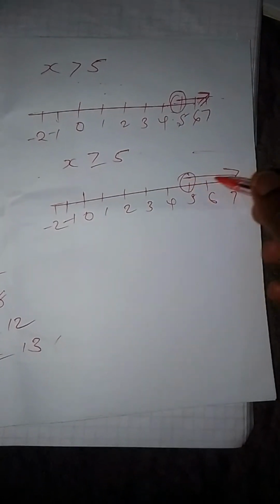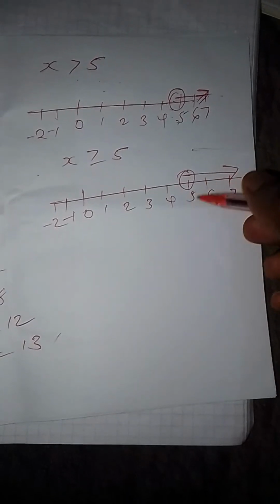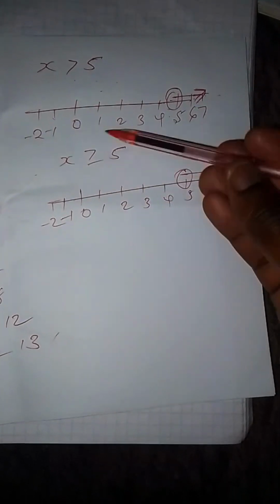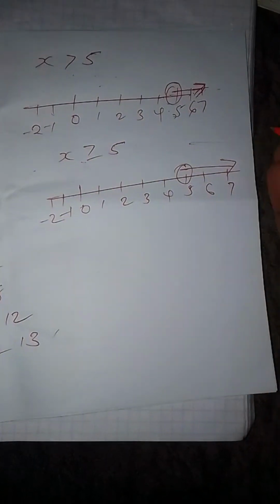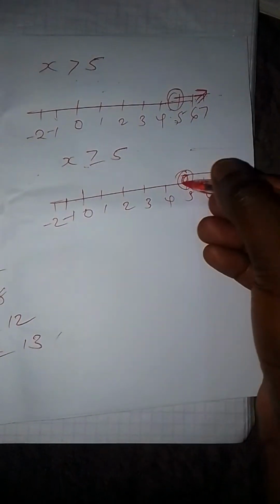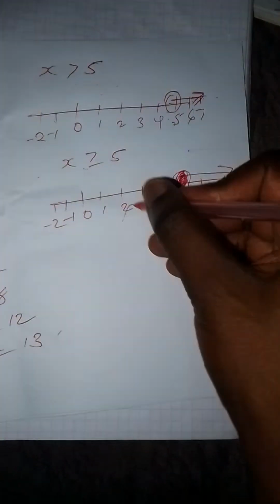So that arrow shows that it's greater than because it is past 5, 6, or 7. But now it's x is greater than or equal to 5. So because it is "or equal to," we shall shade where the 5 is. So we shall shade this point. Then we give our arrow. That one now becomes our answer.